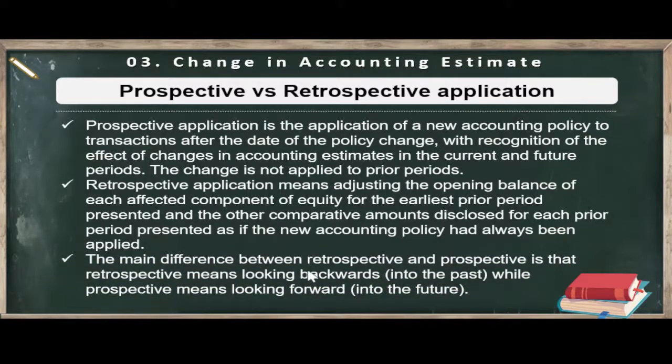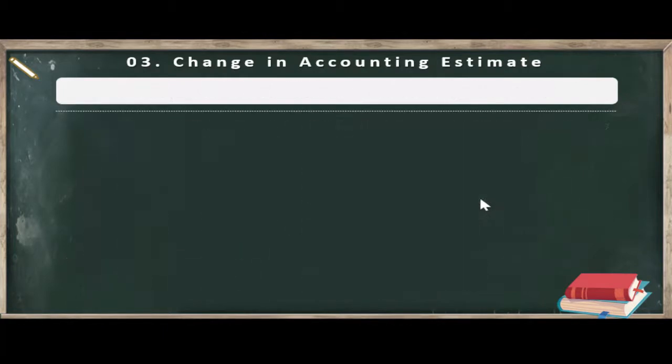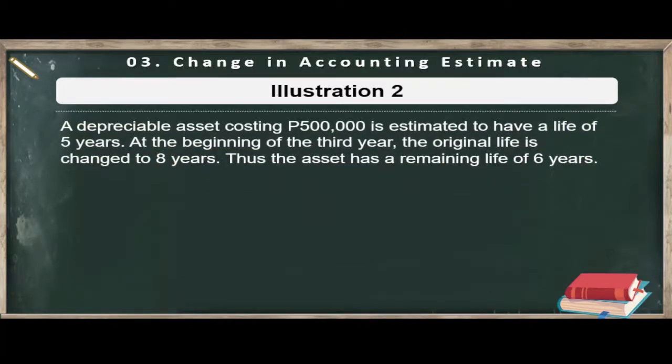The main difference between retrospective and prospective is that retrospective means looking backwards. Hence, we have to adjust the opening balance to present as if the new accounting policy had always been applied, while prospective means looking forward or into the future. That's why the application is now or currently and in the future periods. So we have an example for change in accounting estimate.